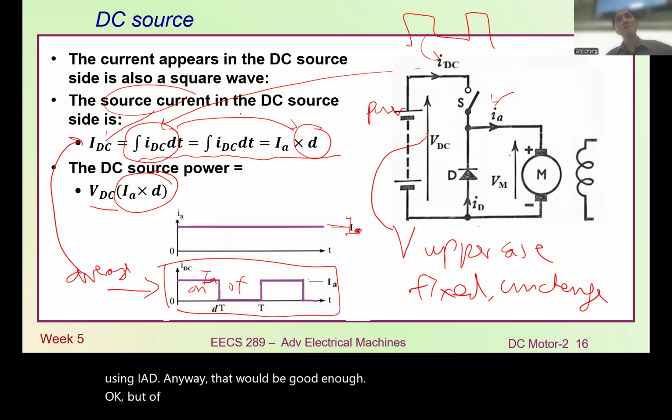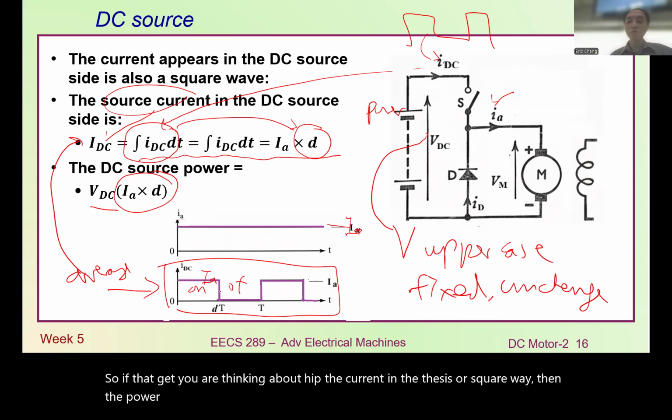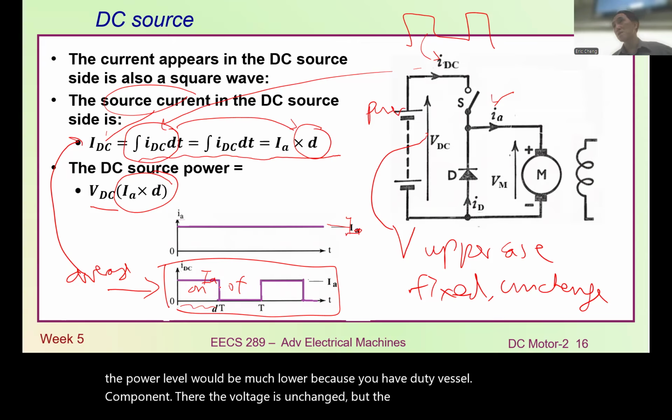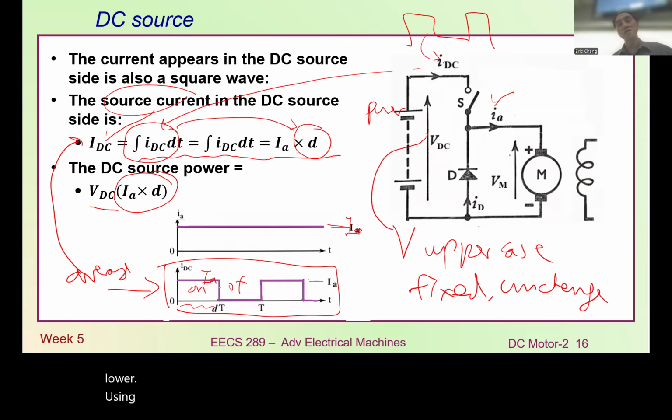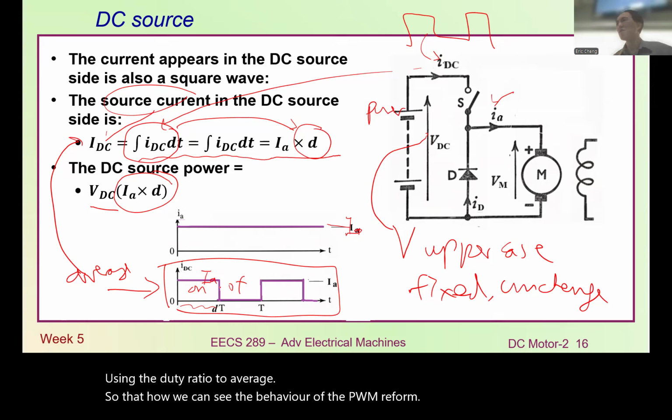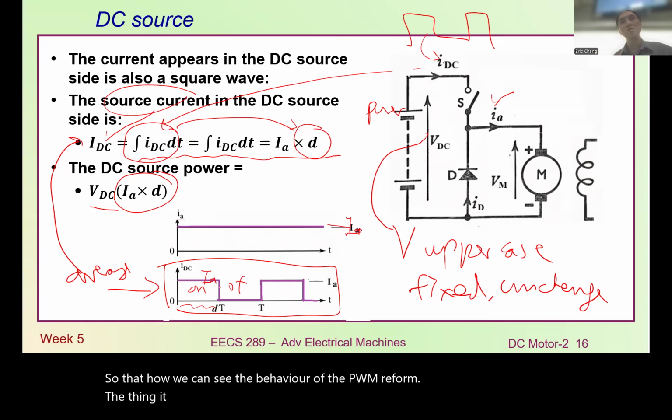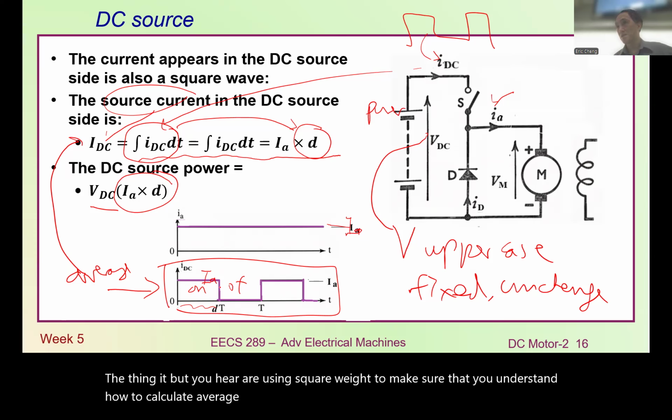Okay. But of course, if the waveform has harmonic or many other components, you may need to integrate it. So that gives you thinking about if the current in the DC source is squaring, then the power level will be much lower because you have the duty ratio component there. The voltage is unchanged, but the current will become much lower using the duty ratio to average it. So that's how we can see the behavior of the PWM waveform. I think you know it, but in here I'm using square wave to make sure that you understand how to calculate average current and also power.